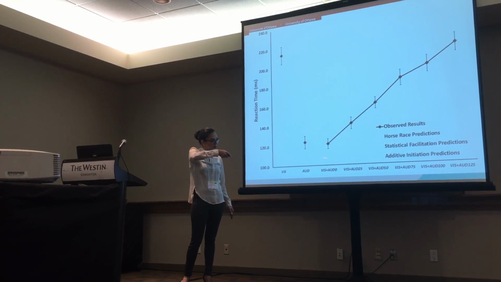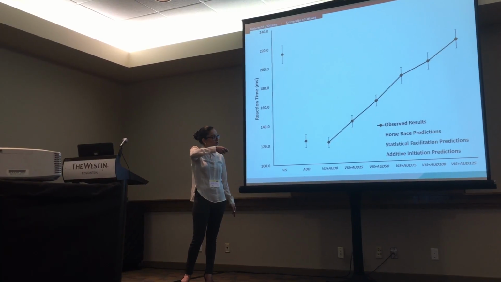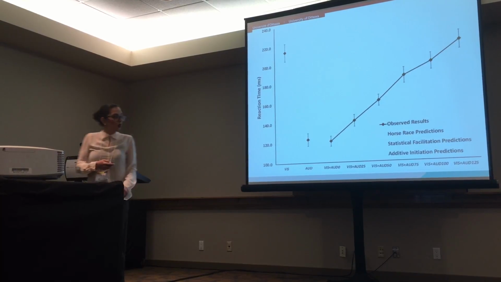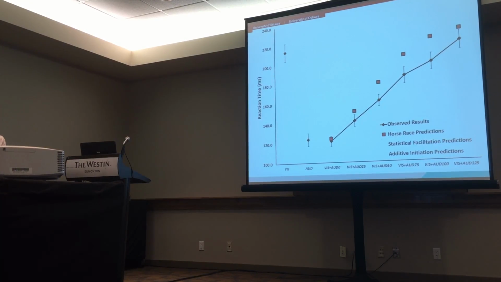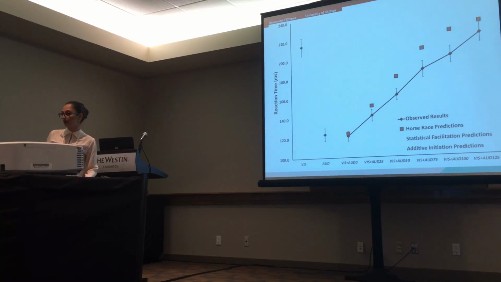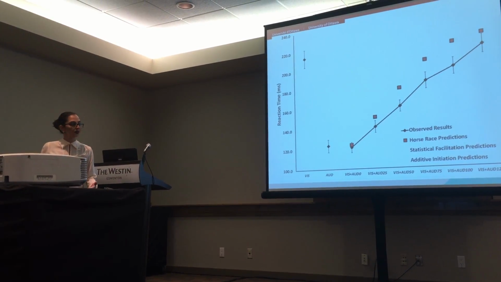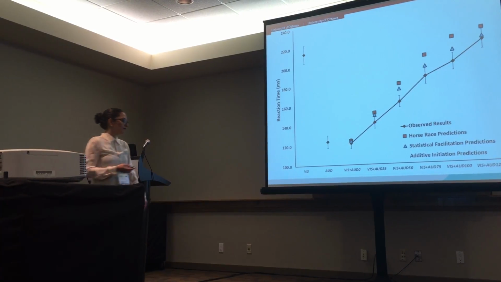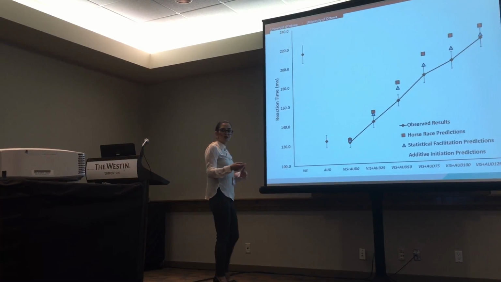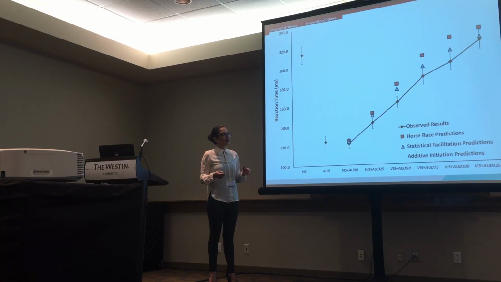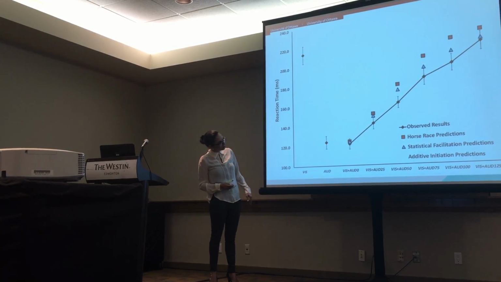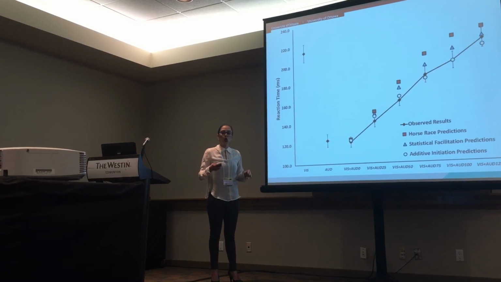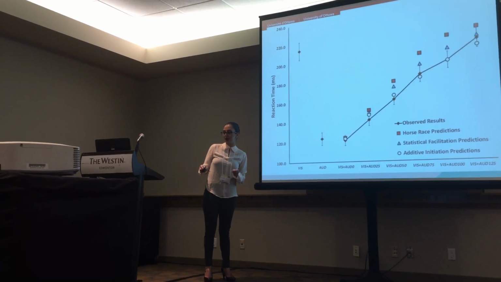And now these are the different conditions, and we're going to compare all 3 predictions to the observed reaction times, okay? So these are the horse race model predictions. As you can see, they're very off from the actual observed reaction times. Now, if we move on to statistical facilitation predictions, you can see that they move closer to the observed reaction times, but they're still kind of not quite there. And so the additive initiation predictions, as you can see, are the closest to the observed reaction times, right?